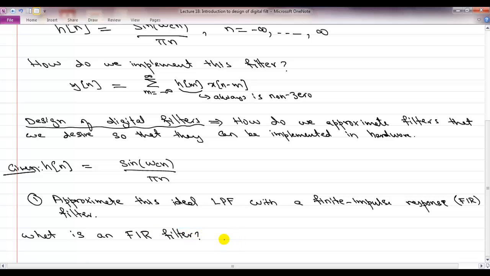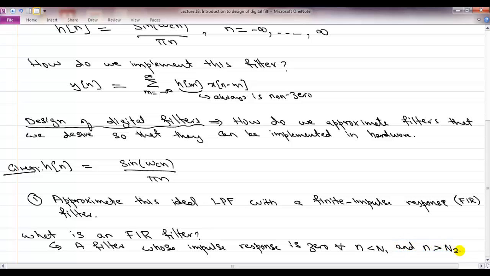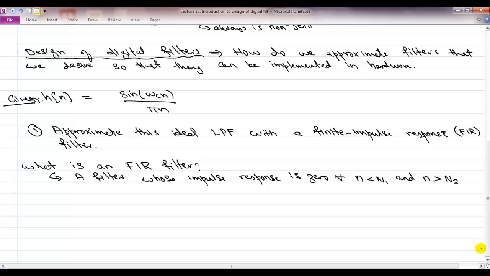An FIR filter, as the term says, finite impulse response. It is defined in terms of the impulse response of the filter. And as the term says, if the impulse response of your filter becomes 0 after a certain range and stays 0, then that's a finite impulse response filter. So formally, a filter whose impulse response is 0 for all n less than capital N1 and n greater than capital N2. So effectively, after a certain range, it can be 0 within that range, but after a certain range, it stays 0.